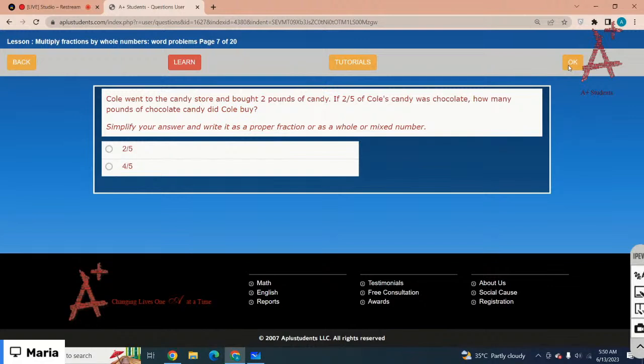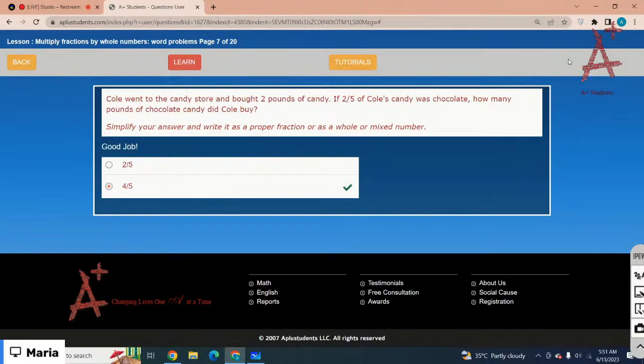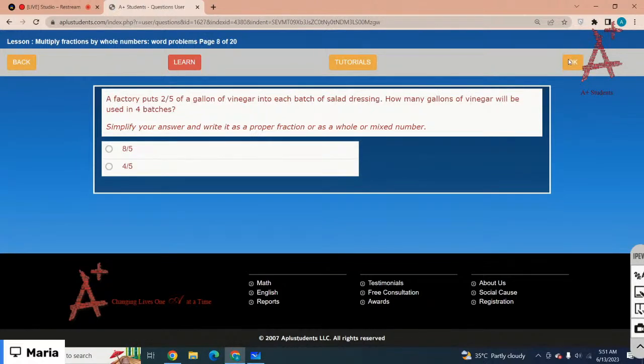It would be 2 times 2 is 4. That would be 4 over 5. Got it? 4 over 5, not 1 over 5. 2 times 2 is 4.